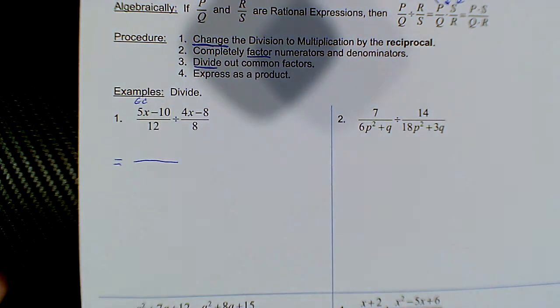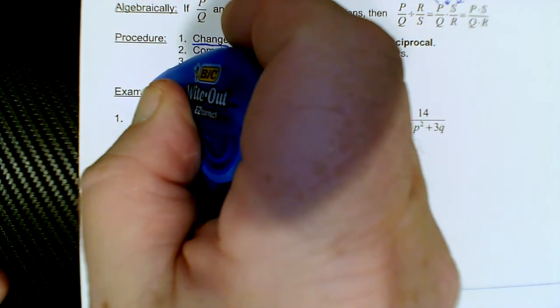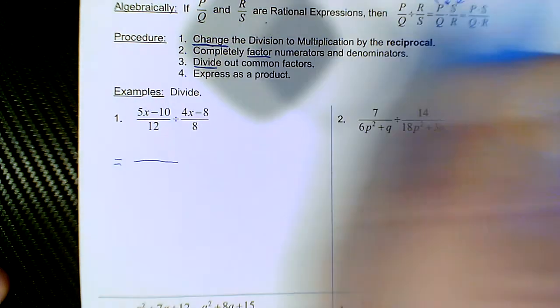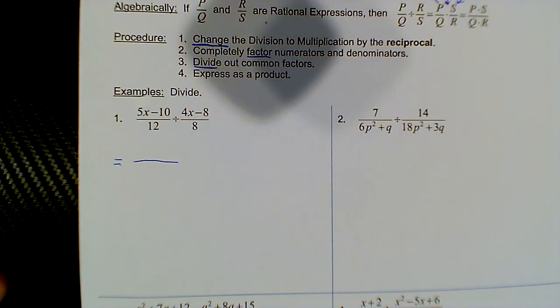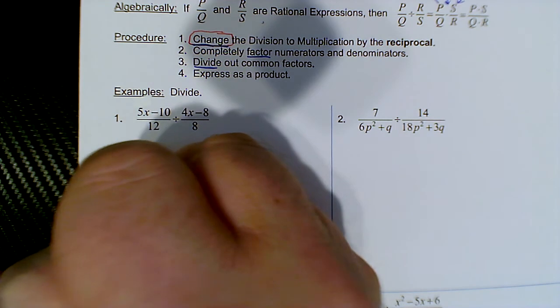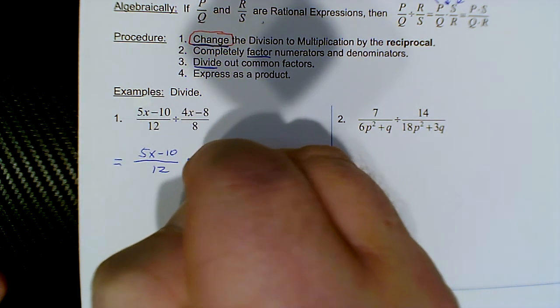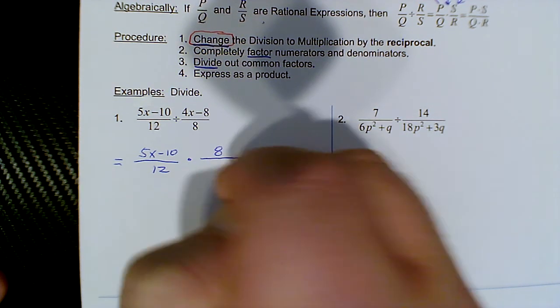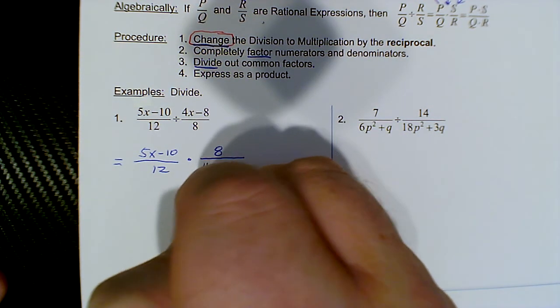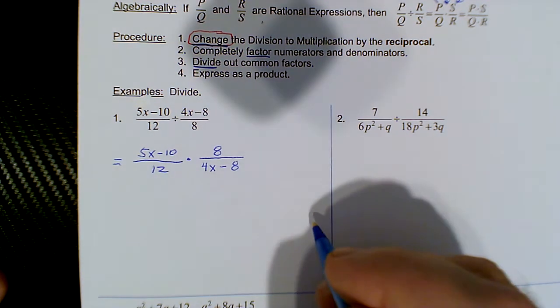Oops, I'm sorry. I'm jumping the gun here. Because what did I just tell you? I just told you the first thing you do is you change division to multiplication. So you just simply recopy, in this case 5x minus 10 over 12, change that to multiplication, and take the reciprocal of the divisor. So you just flip it over, 8 over 4x minus 8.